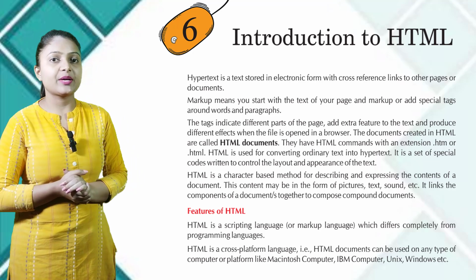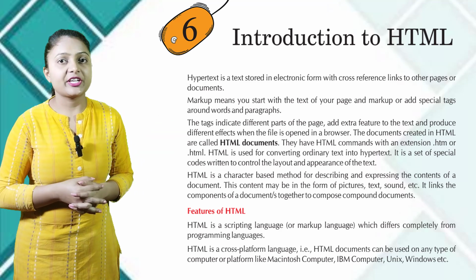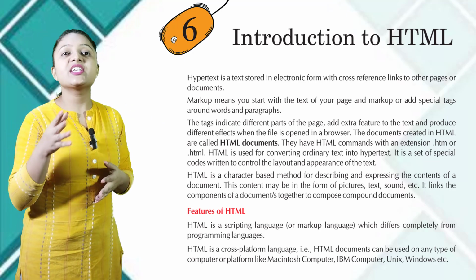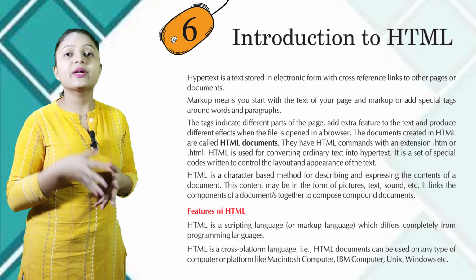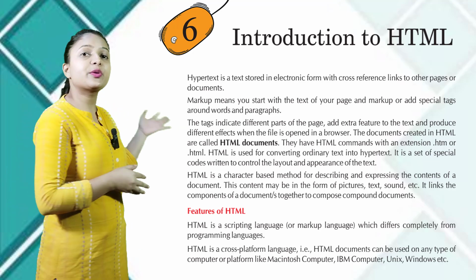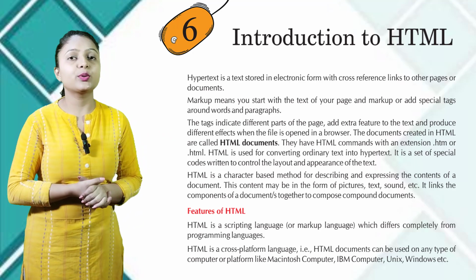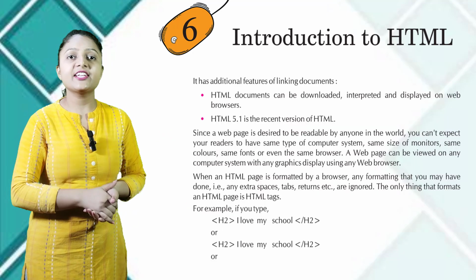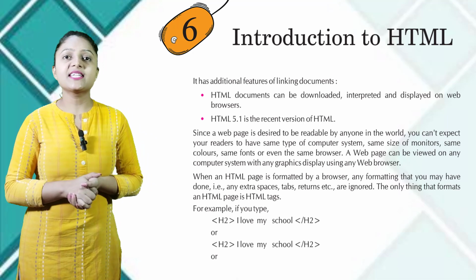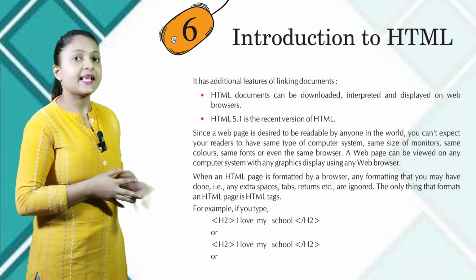Features of HTML. HTML is a scripting language or markup language which differs completely from programming languages. HTML is a cross-platform language, that is, an HTML document can be used on any type of computer or platform like Macintosh computer, IBM computer, Unix, Windows, etc. It has additional features of linking documents. HTML documents can be downloaded, interpreted, or displayed on web browsers.